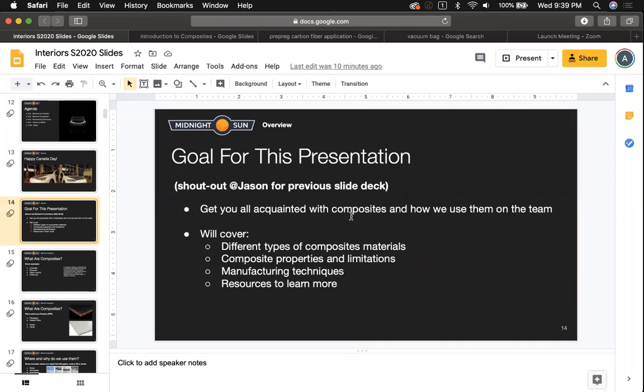Anyhow, I want to get everyone acquainted with at least composites, what they are, and how we use them on the team. I did steal some slides from Jason, so he did a great job putting his slide deck together. I do want to talk about the different composite materials, some of their properties, their limitations, and how we manufacture with them. I've also included some links about learning more. And I will share the slides in the various Slack channels after, if you want to look through this yourself.